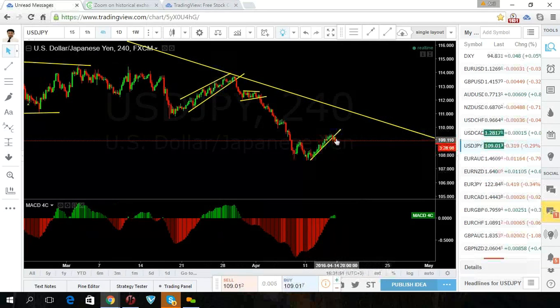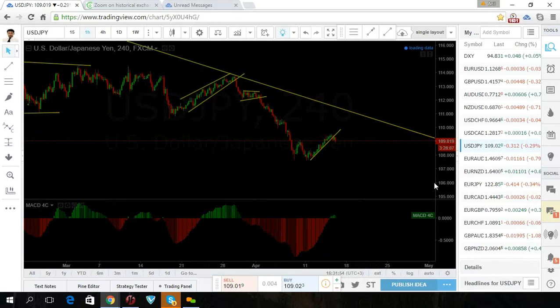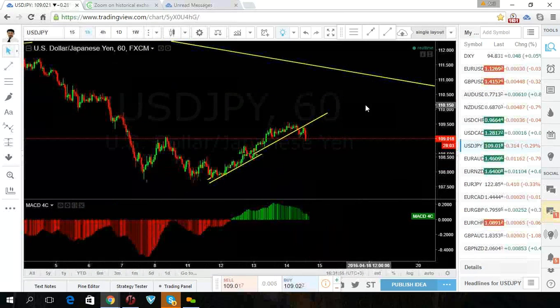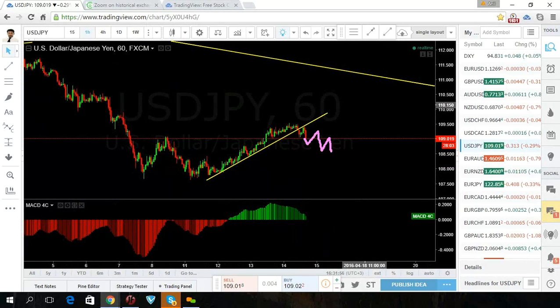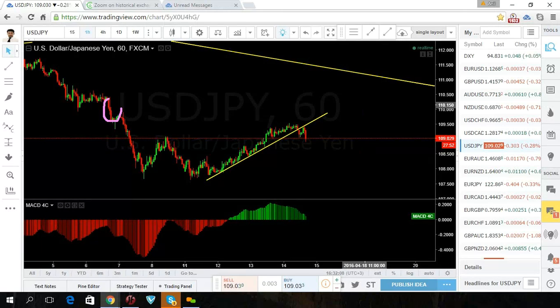So if this doesn't go, if it starts becoming a corrective structure, let me show you what I mean. If this thing starts to do something like this, we'll take a break-even trade from it. We're okay with that because we'll be looking for a buy setup. But if it is going to go down, then it will start going very aggressively like these, right?